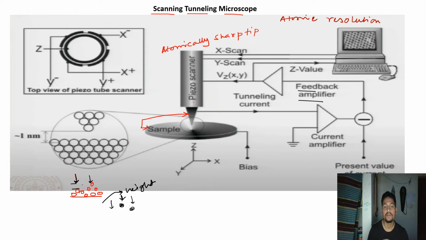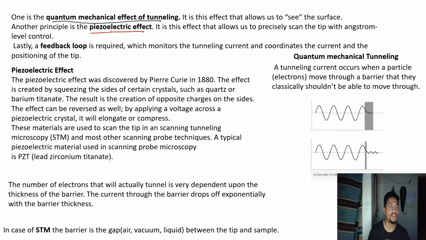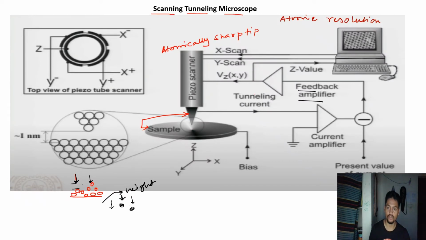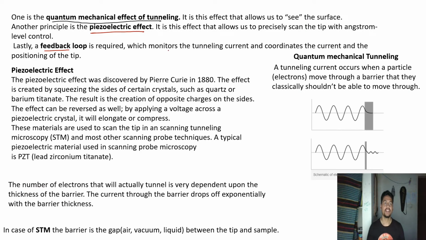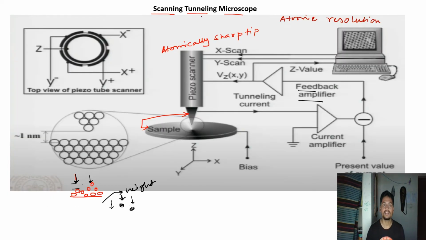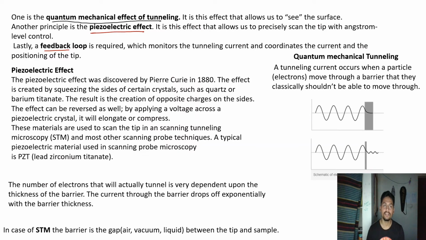So we need some very sophisticated technique, and that is the piezo scanner. That is depending upon the piezoelectric effect. So that's why we need to know what the piezoelectric effect is, and lastly a feedback loop. That is what we have talked about. So mainly three basic effects are used here. First of all, the main thing that is in the name as well, that is tunneling, the quantum mechanical effect of tunneling, then the piezoelectric effect, and the feedback loop.